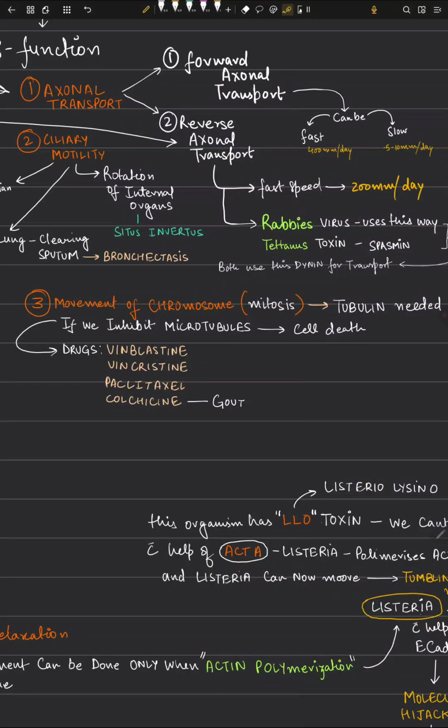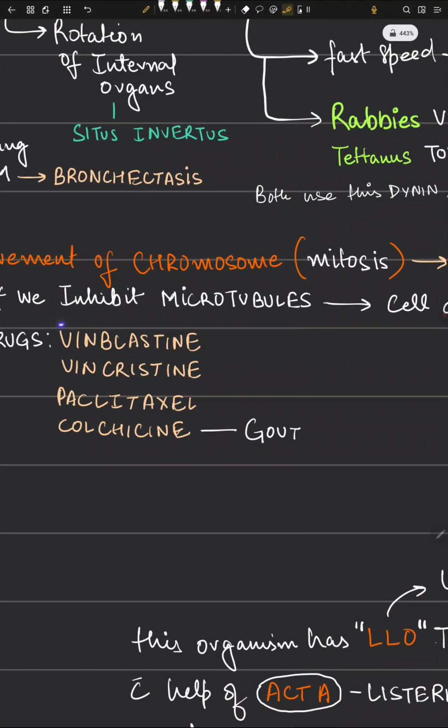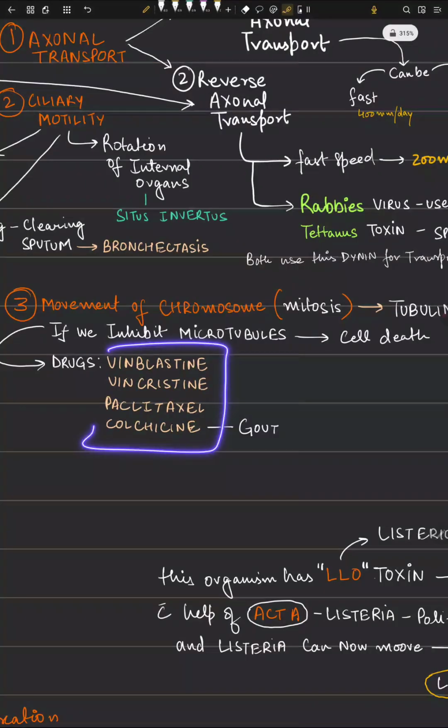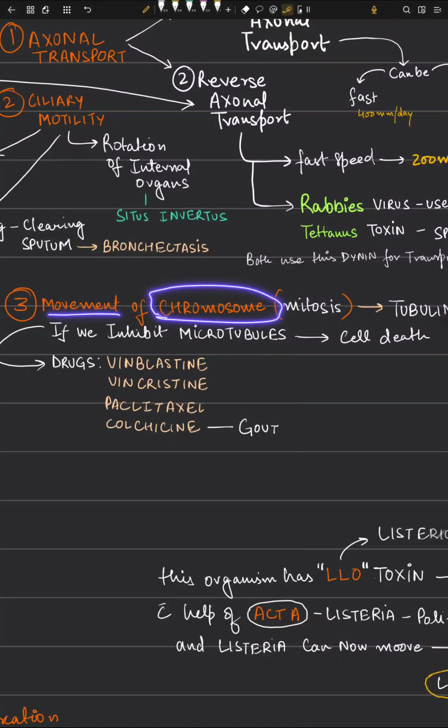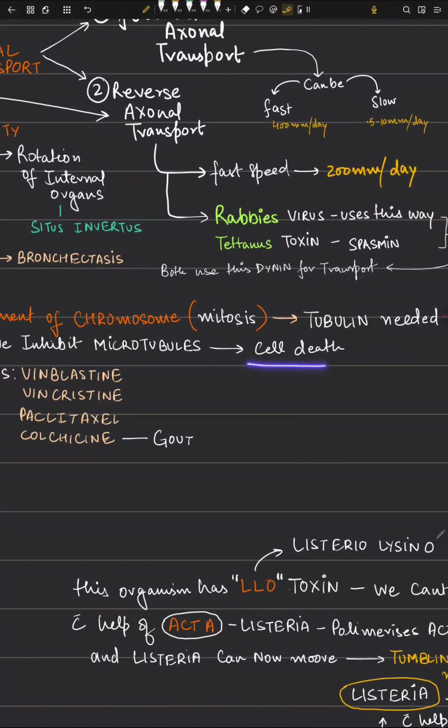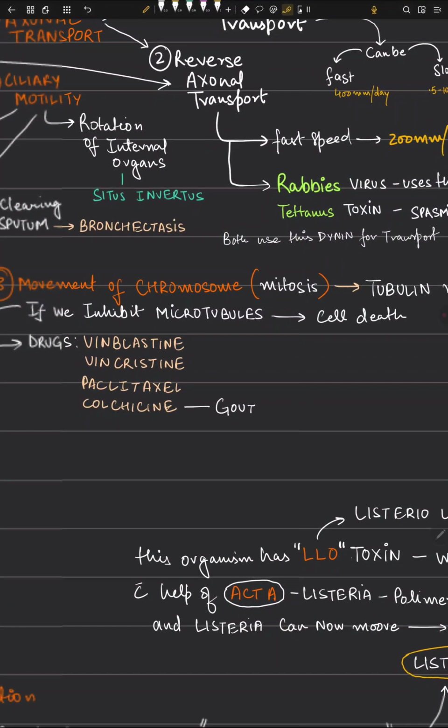Cool. So these drugs, if we inhibit microtubules, so these drugs, vinblastine, vincristine, paclitaxel, these drugs actually inhibit microtubules, and if we inhibit microtubules, the movement of chromosomes stops. So this can be a big problem, and this will eventually result in cell death. So we don't want that.